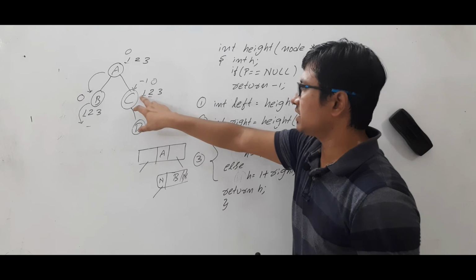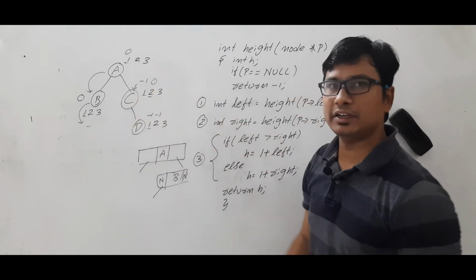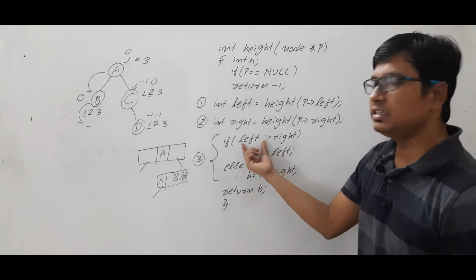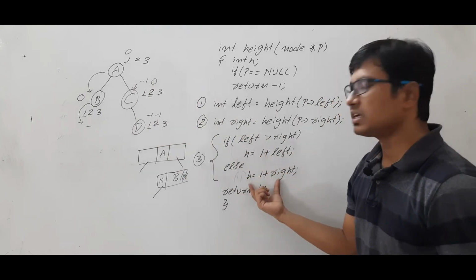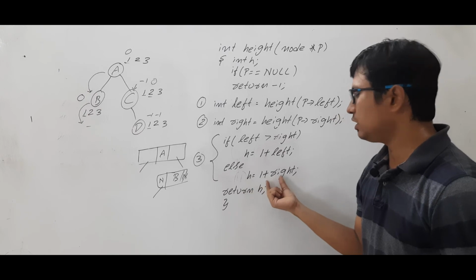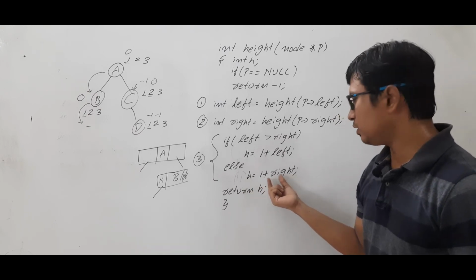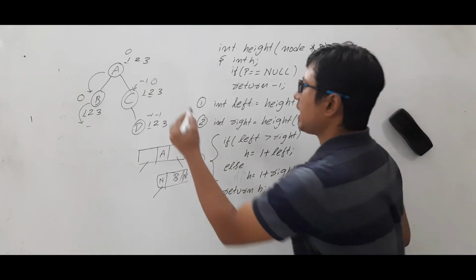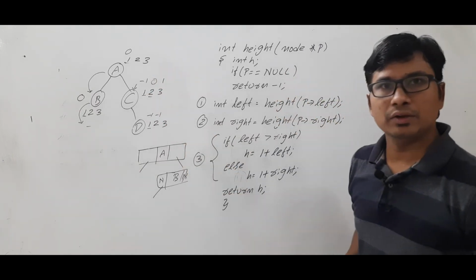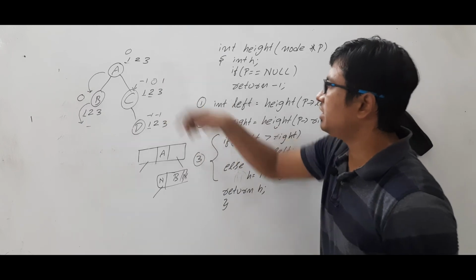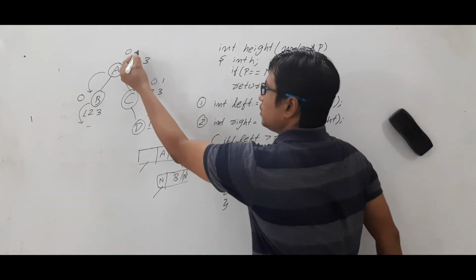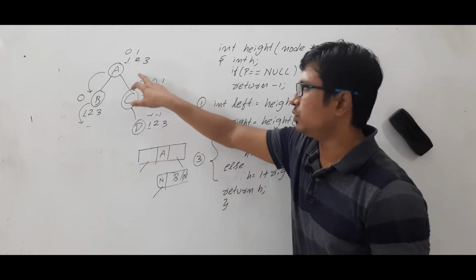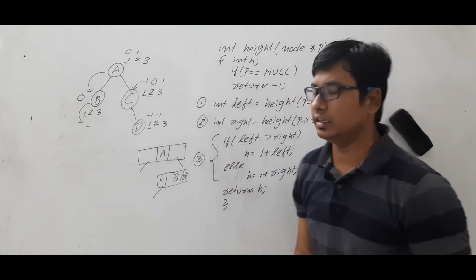Now you need to check height of the left subtree and height of the right subtree. You got -1 and 0. So this condition is not satisfying. This condition is satisfying. So h is equal to 1 plus right. 1 plus right means 1 plus 0. It should return as 1. Are you able to understand it or not? So it returns 1, here you will get the value 1 because from this step you have gone to this one. So finally it will return 1 here.